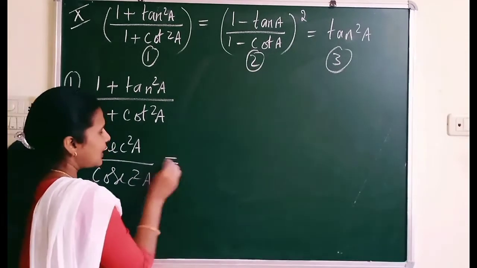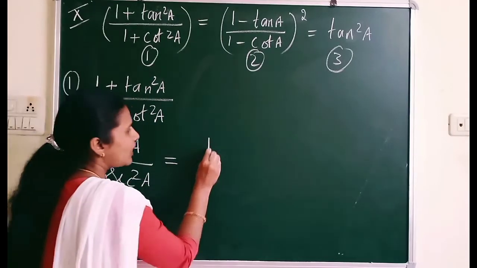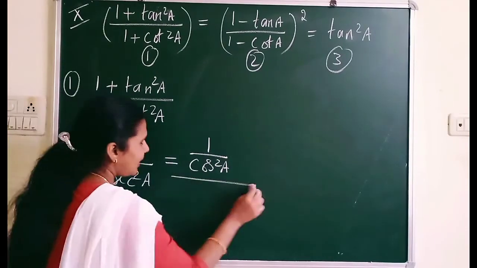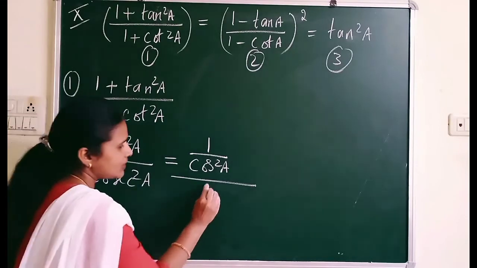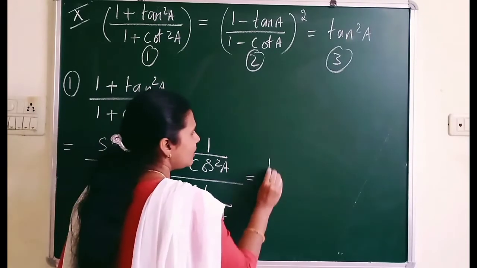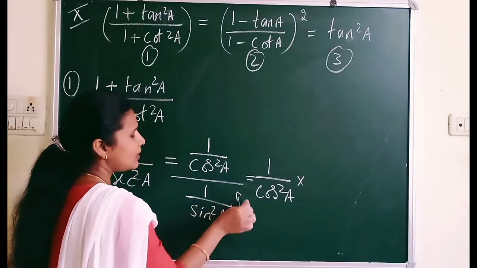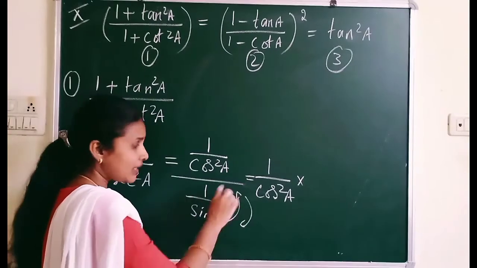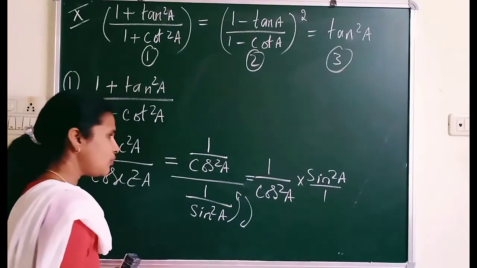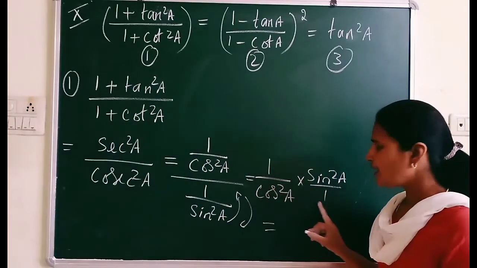So this equals, again you can further simplify, secant can be written as 1 by cos. So 1 by cos square A, because you have square here, whole divided by cosecant square, which can be written as 1 by sin square A. Now further you simplify: 1 by cos square A into, reciprocating this, sin square A by 1. So at last what did you get? 1 into sin square A is sin square. Cos square A into 1 is cos square.